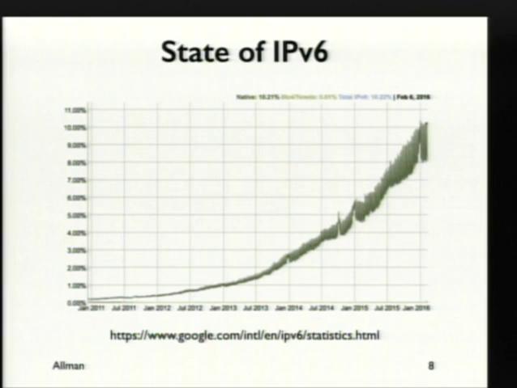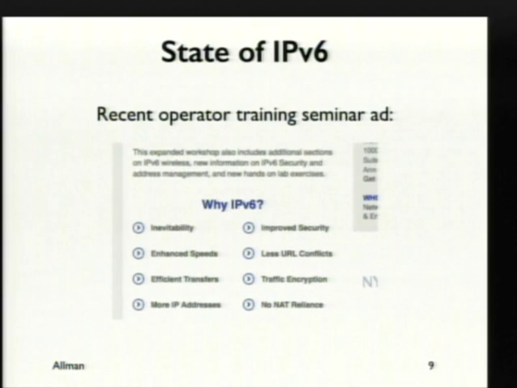This ad caught our attention. Operator training seminar ads, right? These things are great, not always accurate. But the question here is, why IPv6? And the first one I agree with here, it's inevitability, right? I just showed you a couple plots that say IPv6 is coming, so network operators should probably be cognizant of it, logging it, whatever.